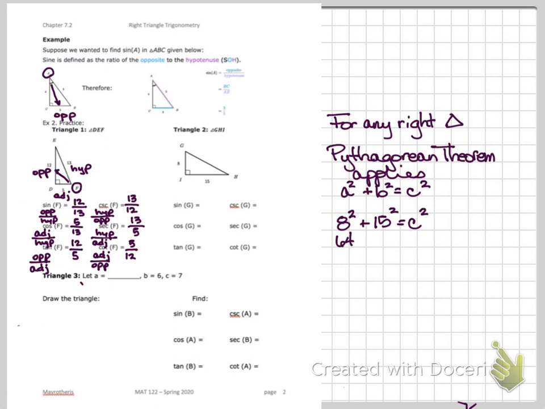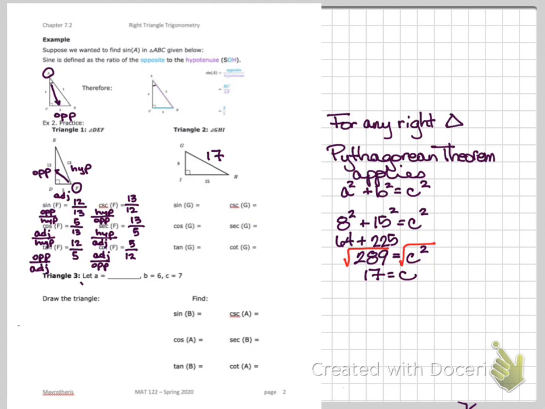So 8 squared is 64, 15 squared is 225. We add those together and we get 289. Is our C squared. I'm going to stick this in a different color really quick. To undo the square, we square root, and we get 17 equals C, which means the length of my hypotenuse is 17. And so now we can crank through those trig ratios fairly quickly.